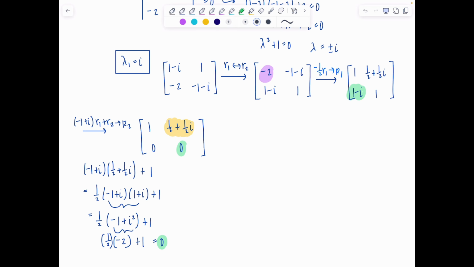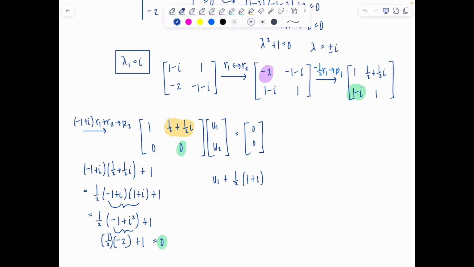Okay, so then from here, we're ready to go. Maybe take the time to write out this next step in case you're jumbling up how to write the eigenvector. So this times u1, u2 gives me 0, 0. So then we have from the first row, u1 plus 1/2 times (1 plus i) u2 is 0, which means u1 equals negative 1/2 times (1 plus i) u2.